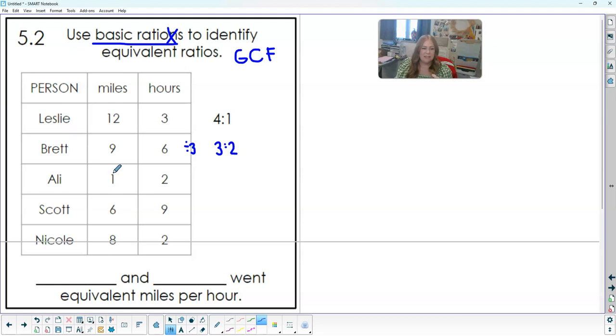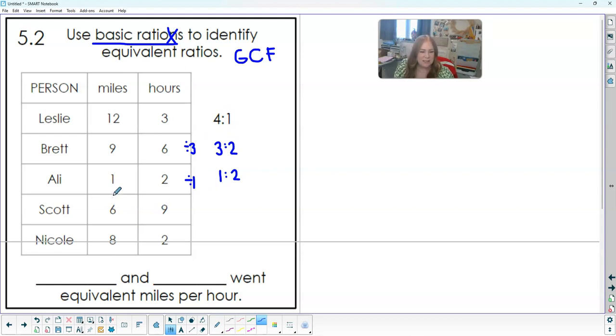Okay, Allie did 1 and 2. 1 is already the smallest factor. This can't get any smaller. It's already simplified. The only thing we can divide them both by is 1. So far, none of these people are walking at the same pace.